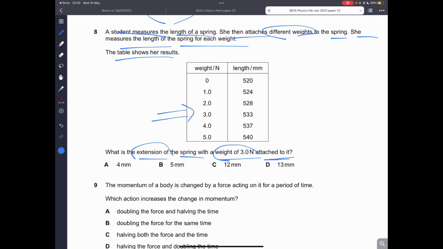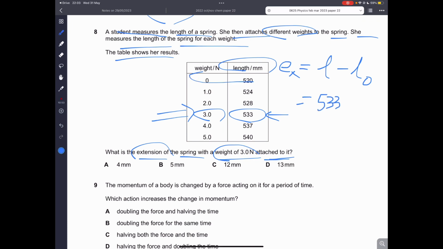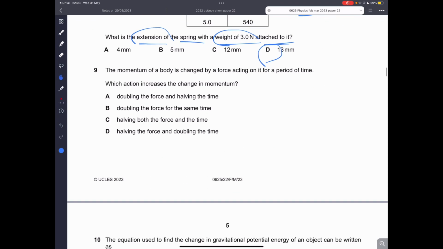So for a weight of 3 newtons, we have to search the table. And now we can see the length, but this is not the extension yet. We have to find the extension also. And the extension is basically the length minus the original length. So the length here is given as 533 millimeters, and the original length is when the spring is unstretched, and therefore we have to look at the 0 newton part of the table. So 533 minus 520, and this is going to give us an answer of 13 millimeters. And therefore D is the correct answer.